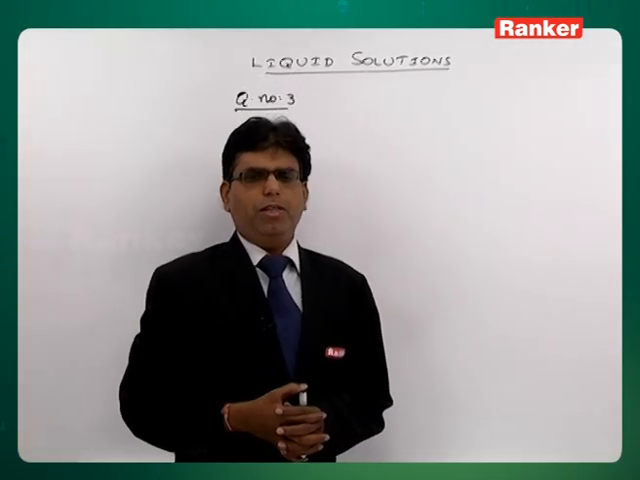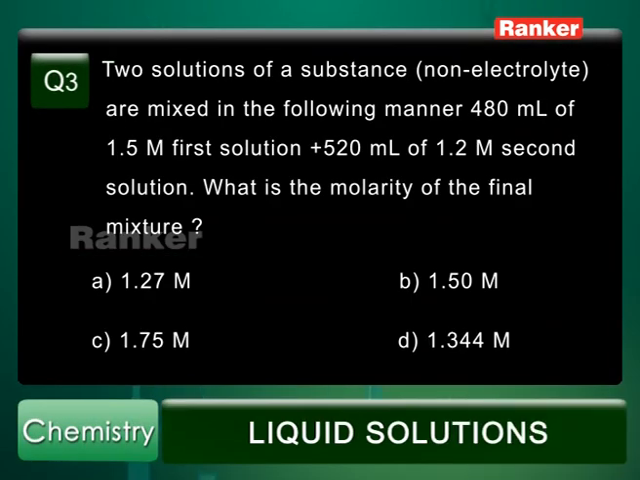Move on to question number 3. In this question, two solutions of a substance that is a non-electrolyte are mixed in the manner of 480 ml of 1.5 molar and 520 ml of 1.2 molar. Both the solutions are of the same solute. Then what is the molarity of the final mixture?